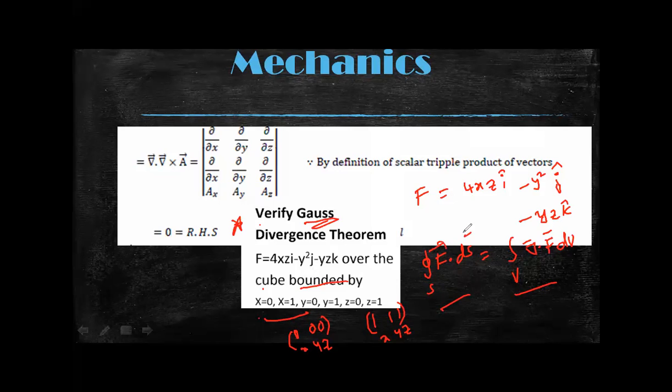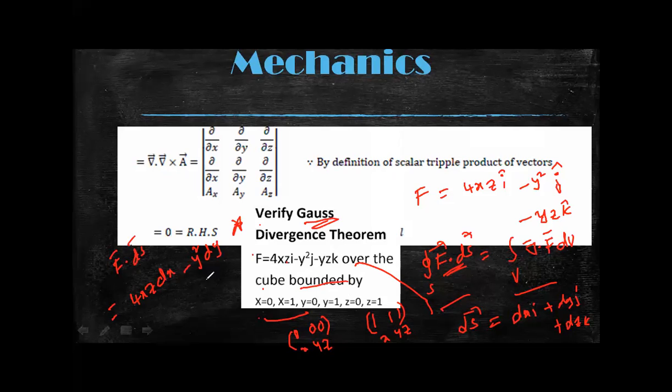The F is given. Substitute the F value, and dS you can write as dy dz i plus dx dz j plus dx dy k. When you do the dot product of these two, with F also given, the i components get cancelled. Suppose you calculate F dot dS first. What are you going to get? 4xz dx, then minus y square dy, minus yz dz. So this is what you have to do.